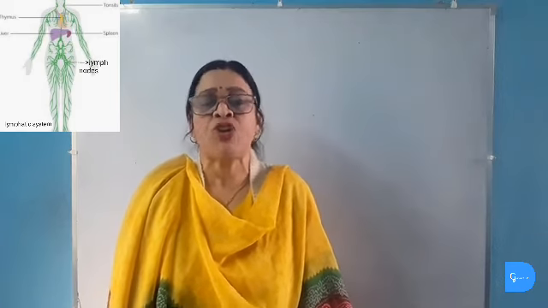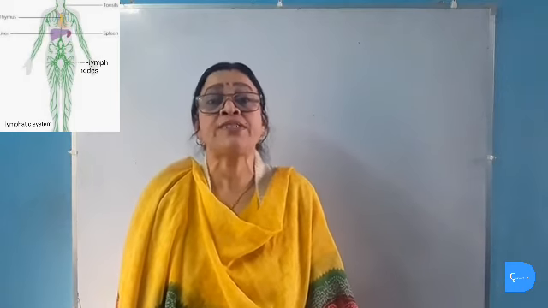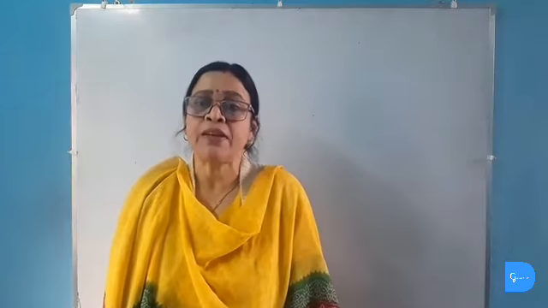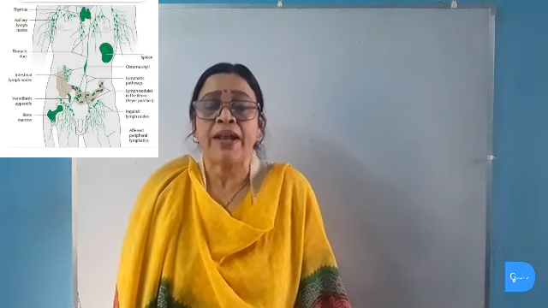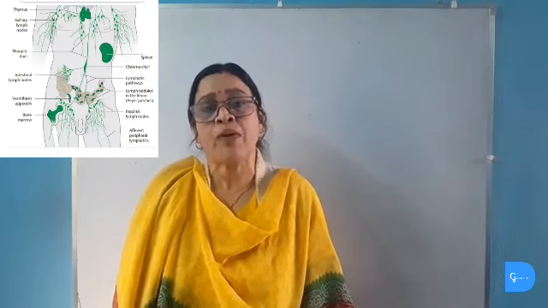From the primary lymphoid organs, lymphocytes then move into the secondary lymphoid organs. They are spleen, lymph nodules and lymph nodes. Here the lymphocytes are activated and encounter the pathogens invading our body.